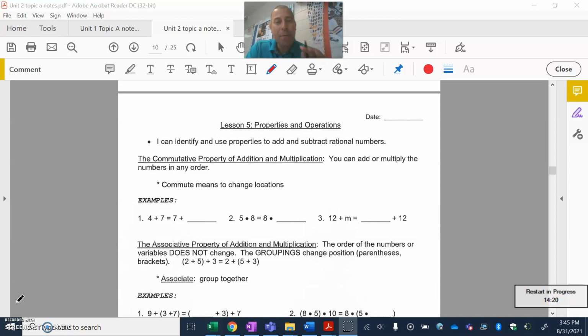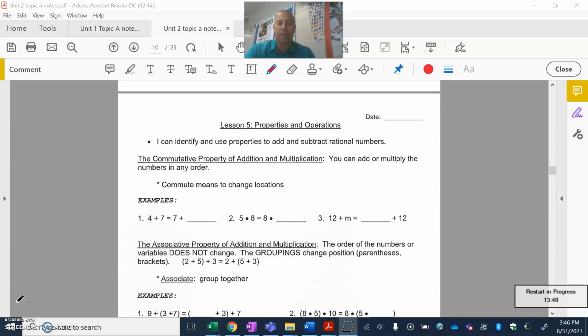All right, lesson number 5, properties and operations. What we've done here is when something always happens, we give it a name. We see this in science, the law of gravity. We have some things in math that always end up happening, and it allows us to go out of the order of operations and yet still be legal mathematically. So let's see some of these.